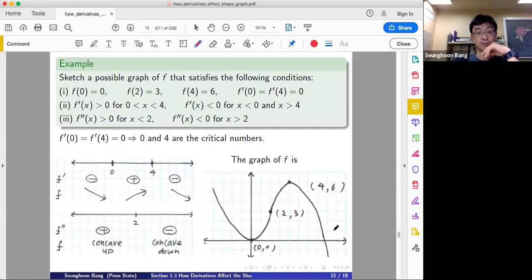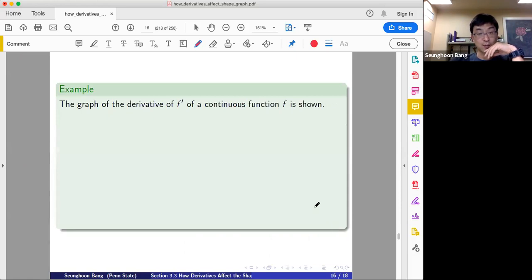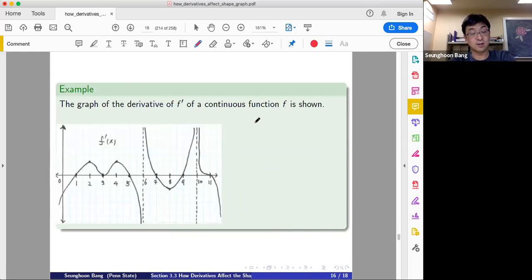So like this. This is an example: the graph of the derivative f prime, the derivative of f. This is a typo, sorry, not this one. The derivative f prime of a continuous function f is given. We'll erase this. The graph of the derivative f prime of f is given, like this.